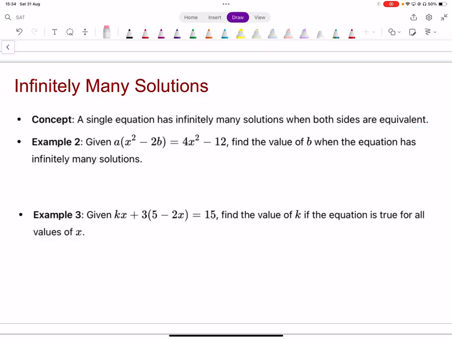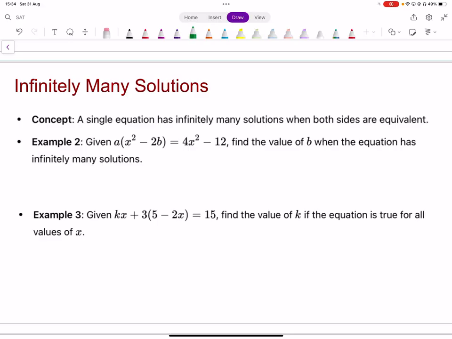Now, how are you tested on this? Let's take an example. Let's say you have a into x square minus 2b equals 4x square minus 12. It says find the value of b when the equation has infinitely many solutions. What does that mean? Both sides should be identical to each other. If it has infinitely many solutions, the left hand side and the right hand side should be identical.